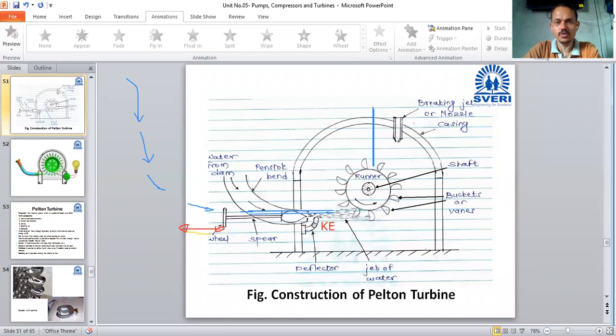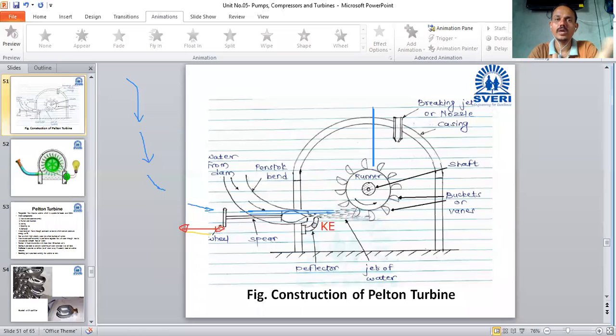This arrangement is not shown in this diagram, because this is only for the Pelton turbine. So this mechanical energy is again converted into electrical energy. This is the simple working of the Pelton turbine.